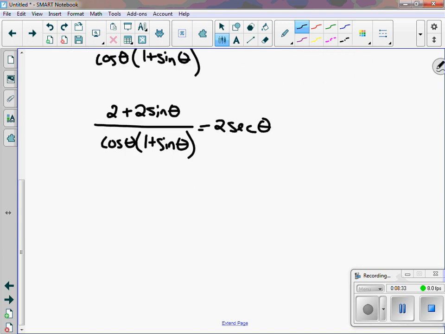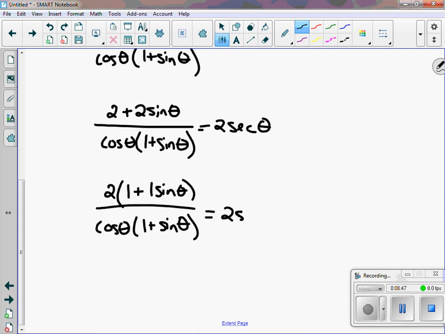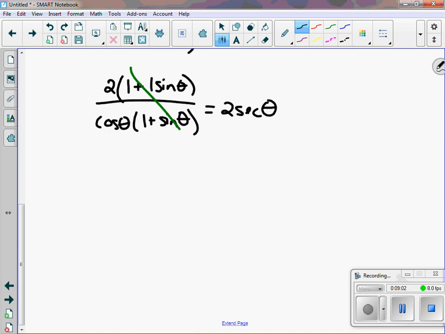So I'm going to factor. If I factor out that 2, I'm going to be left with 1 plus 1 sine of theta over cosine theta 1 plus sine theta. Well, that works out nice because I can cancel that out now. So this is why I don't distribute on the bottom, is because normally something cancels out. All right, so I've got 2. I'm going to split this up a little bit. Over 1 cosine of theta equals 2 secant of theta.